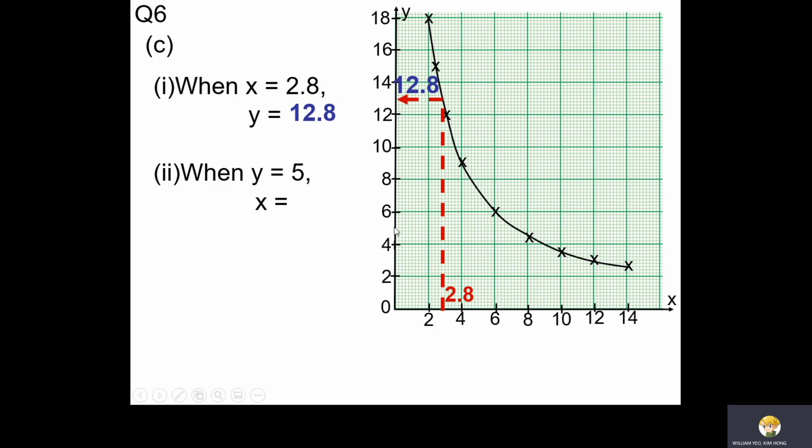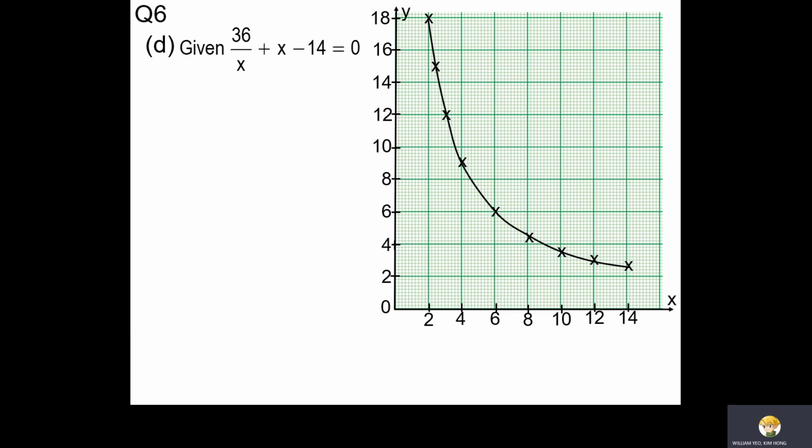Y is 5, here. Somewhere here, go down. So you get 7.2. 1 mark, 1 mark, 2 marks. Right? Okay. So, part D, your favorite part.